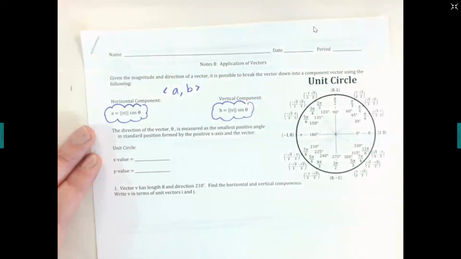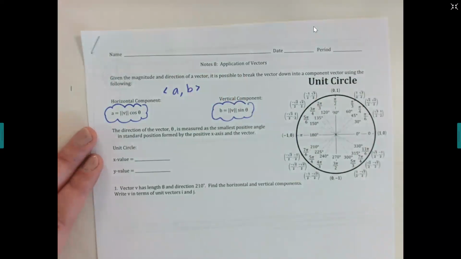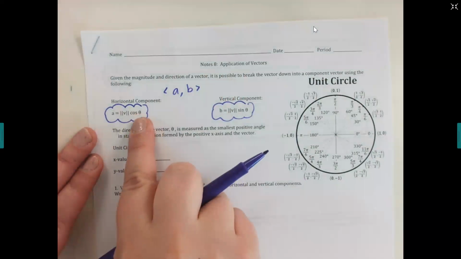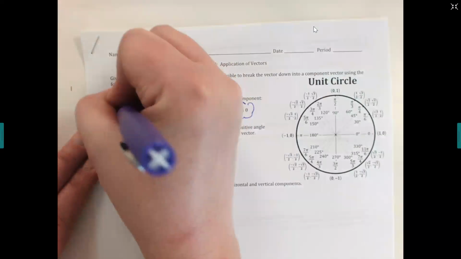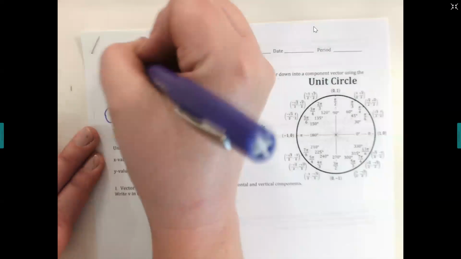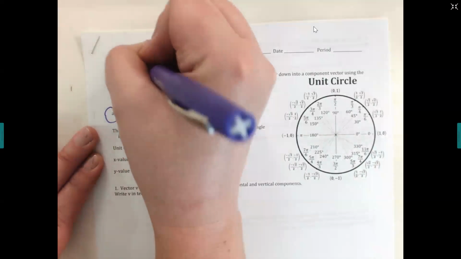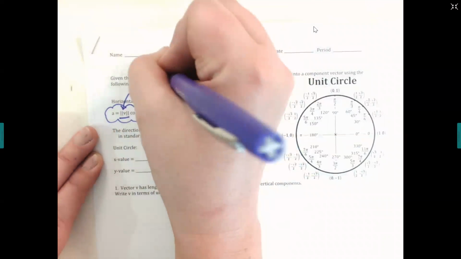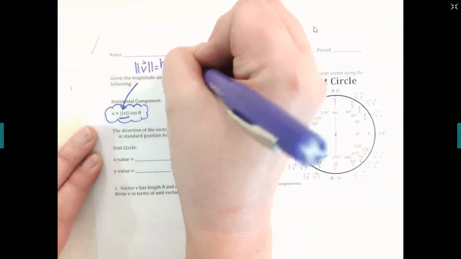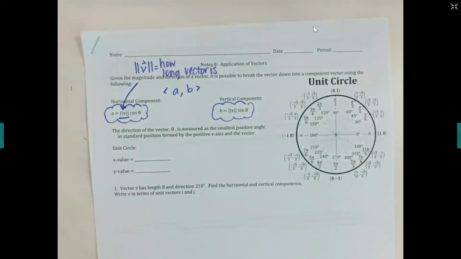Now, just to clarify two things, theta is your direction. And then the little double bars, do y'all remember what that stands for? This thing? Do y'all remember that that's how long it is? And that's how long it is.